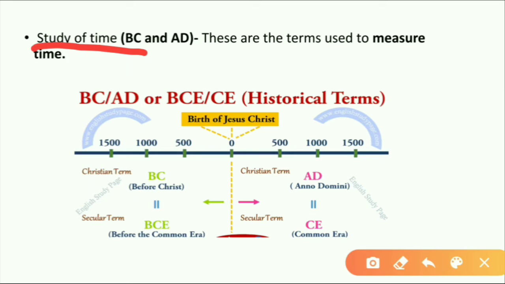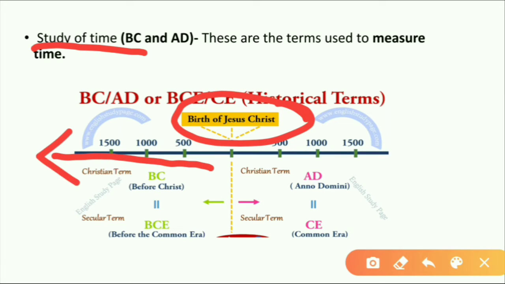In ancient history, the birth of Jesus Christ is taken as the reference point from where the historians count the dates. All the dates before the birth of Christ are counted backward, and all the dates after the birth of Jesus Christ are counted forward.